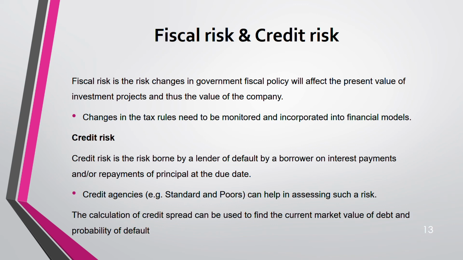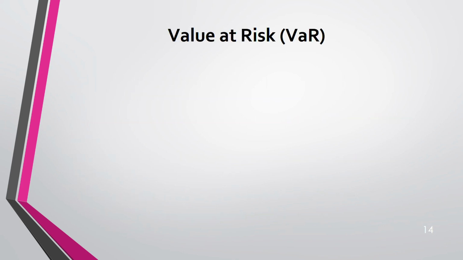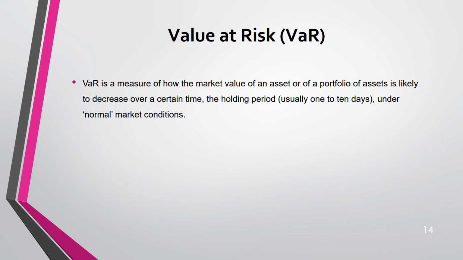Next, calculation of a credit spread can be used to find the current market value of debt and probability of default. Okay, you don't have to calculate, a table will be given to you. Okay, then finally value at risk. You will get a calculation on this. If this is given, they normally give a calculation on this and then they might tell you to explain.